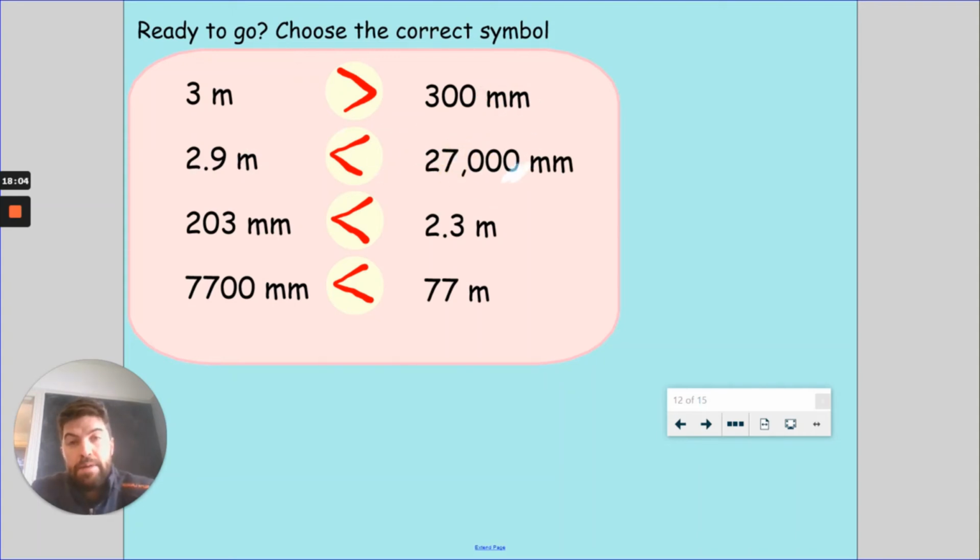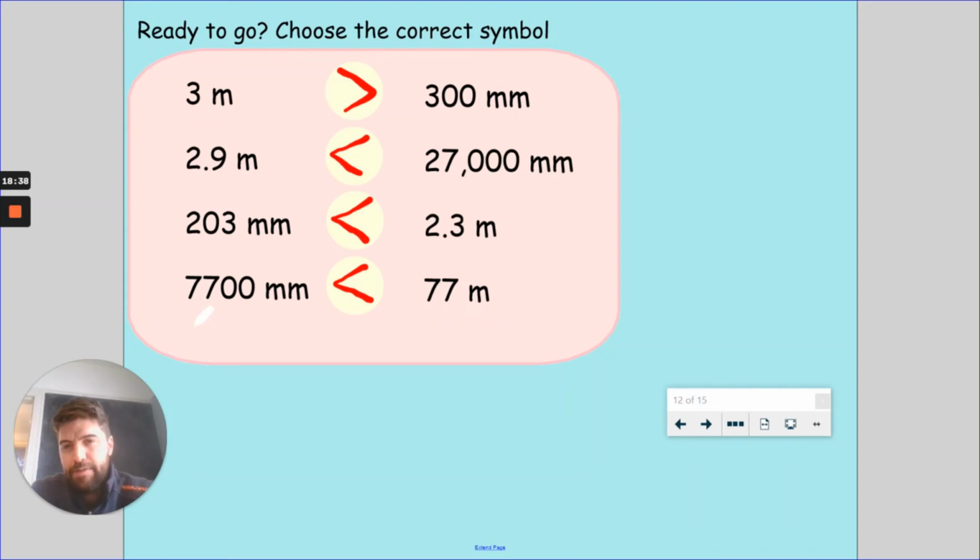2.9 metres, well, 27,000 millimetres, that's going to be 27 metres if that was equal. So clearly this is the larger one. This one, 2.3 metres, is greater than 203 millimetres because 203 millimetres would in fact be equal to 2.03 metres, not 2.3. And the last one, 7,700 millimetres, that's smaller than 77 metres.